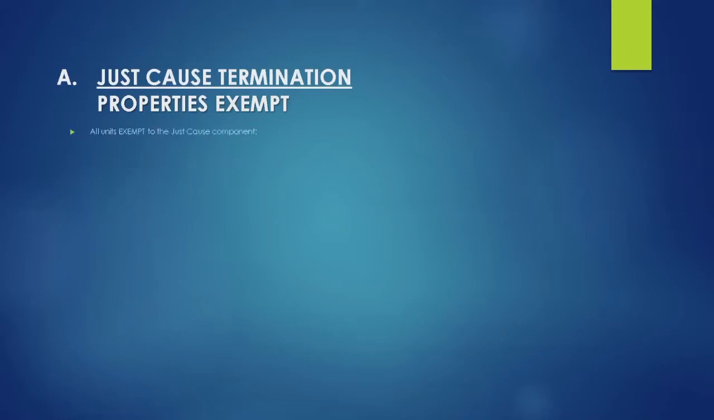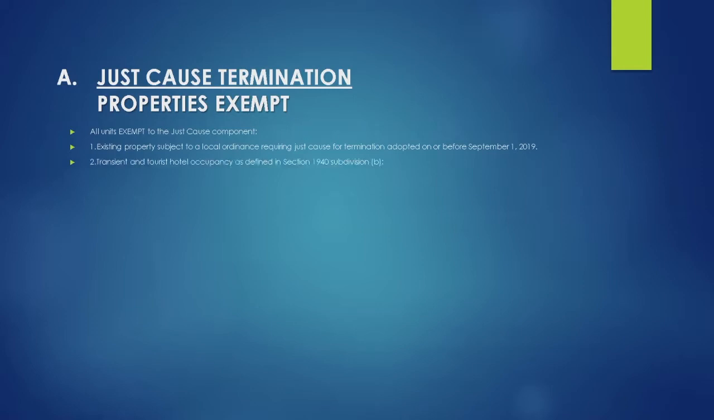And the properties that are exempt, okay, all the units exempt from this just cause component are: one, existing properties subject to a local rent control ordinance requiring just cause for termination, or any other rent control adopted after September 1st, 2018 by a particular city. Two, transient and tourist hotel occupancy, as defined by Civil Code 1940, Subdivision B. We also have nonprofit hospitals, religious facilities, extended care facilities, licensed residential care facility for the elderly, adult residential facility.